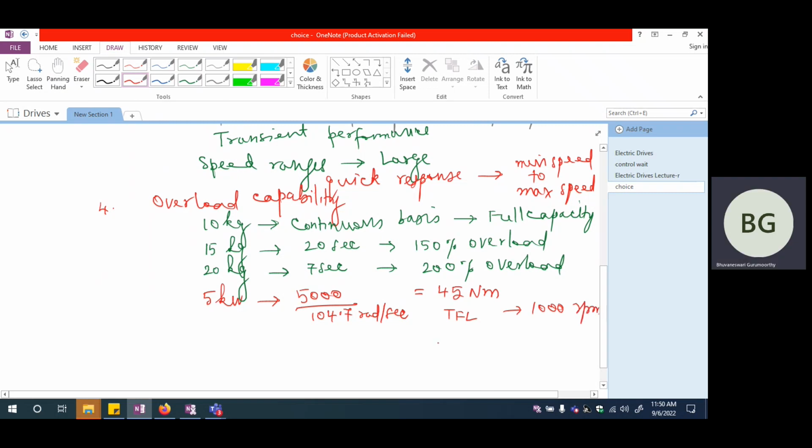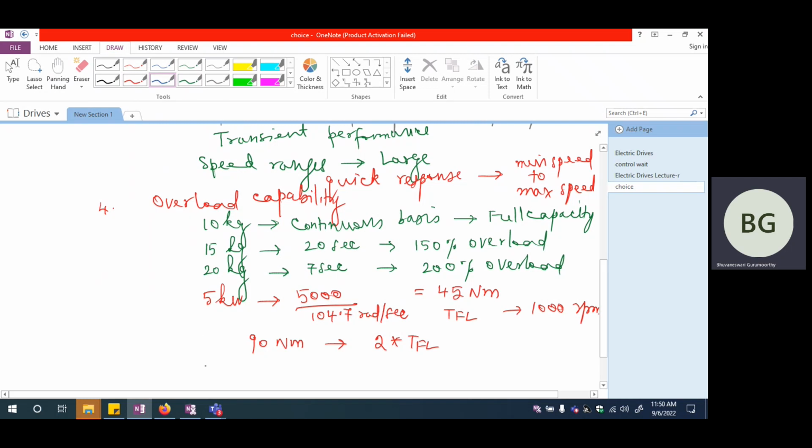So for a short duration, it may be able to deliver until 90 Newton meter, which is 2 times full load torque. So how much I'll be able to overload my motor even for a short duration? This is what I call the overload capability of the motor.